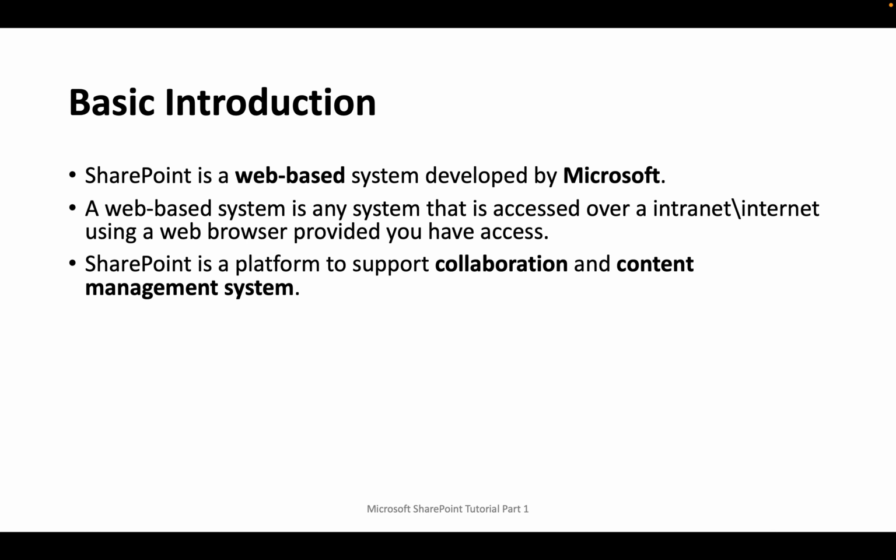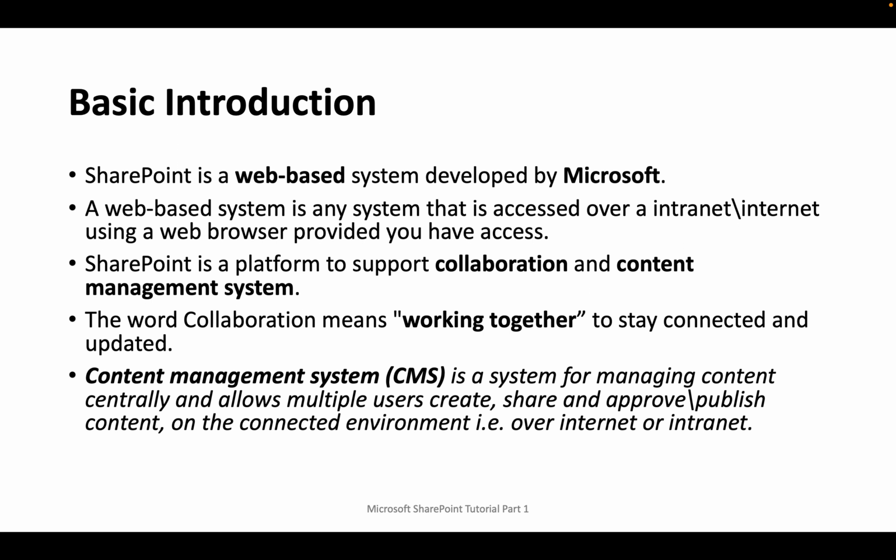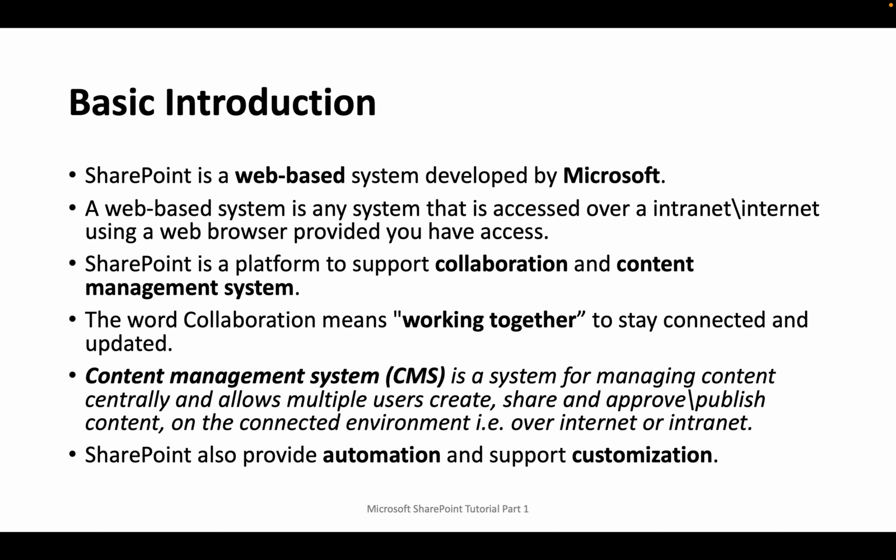The third point is that SharePoint is a platform to support collaboration and a content management system. What does collaboration mean? Working together to stay connected and updated. The next point is the content management system, that is CMS. CMS is a system for managing content centrally, and it allows multiple users to create, share, approve, and publish their content in a connected environment, that is over the internet or the intranet. Also, SharePoint provides automation and customization. Friends, we will discuss automation and customization in the upcoming videos.